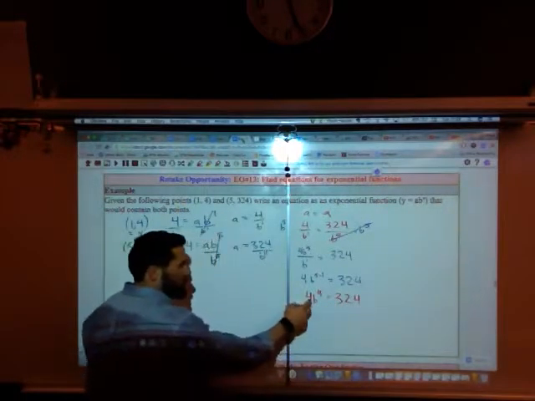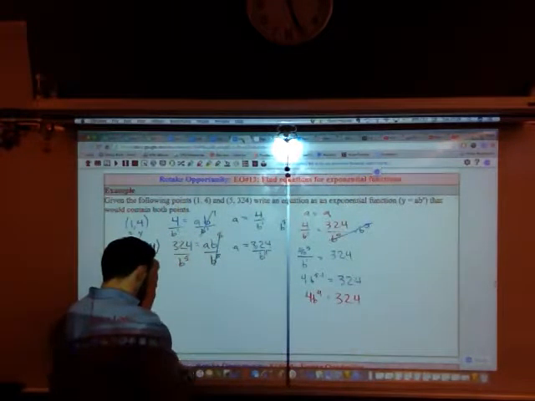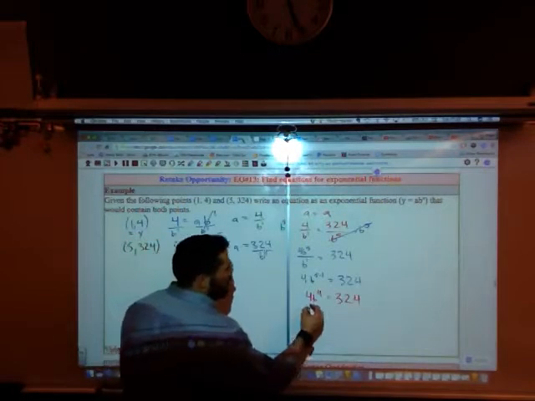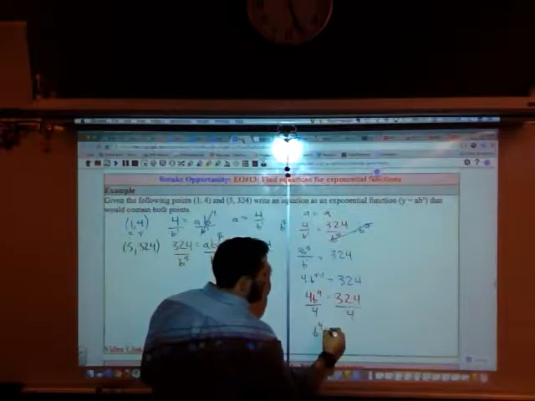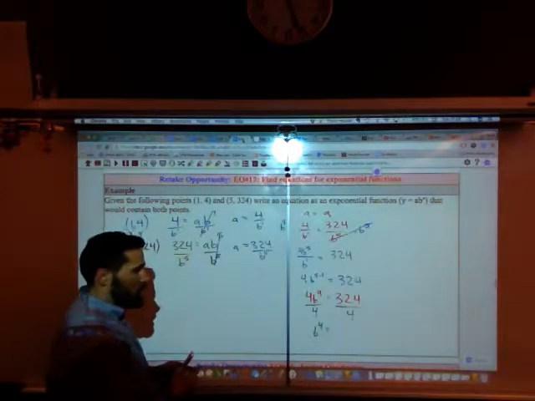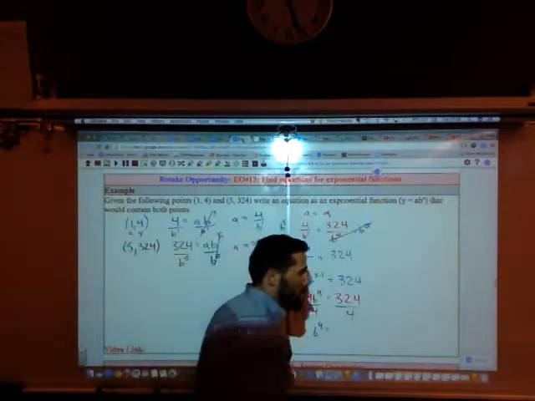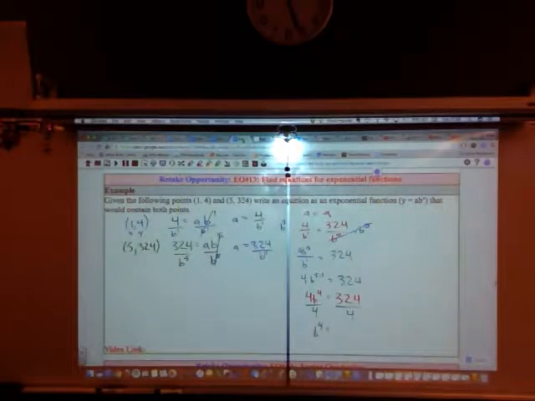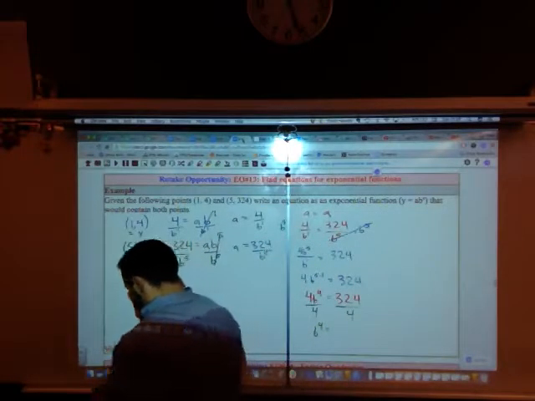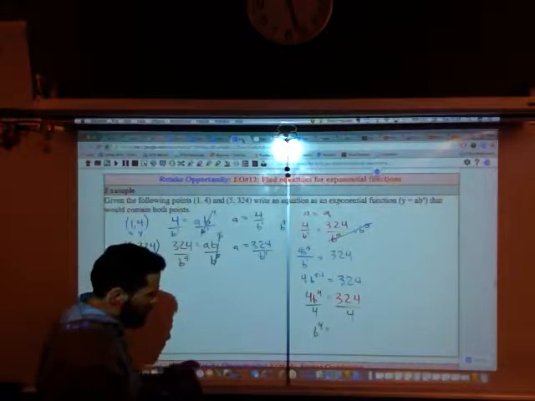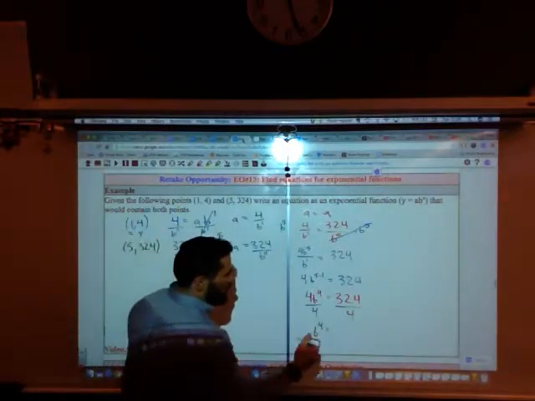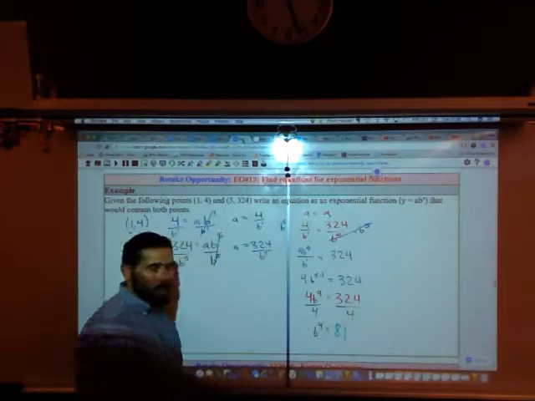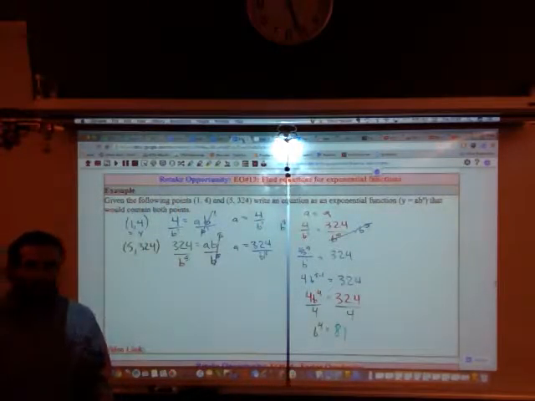Divide both sides by 4 since they're multiplying by 4. So I divide this by 4, divide this by 4. b to the fourth is equal to, oh, what is that divided by 4? Grab a calculator. 81. It's 81. b to the fourth equals 81.